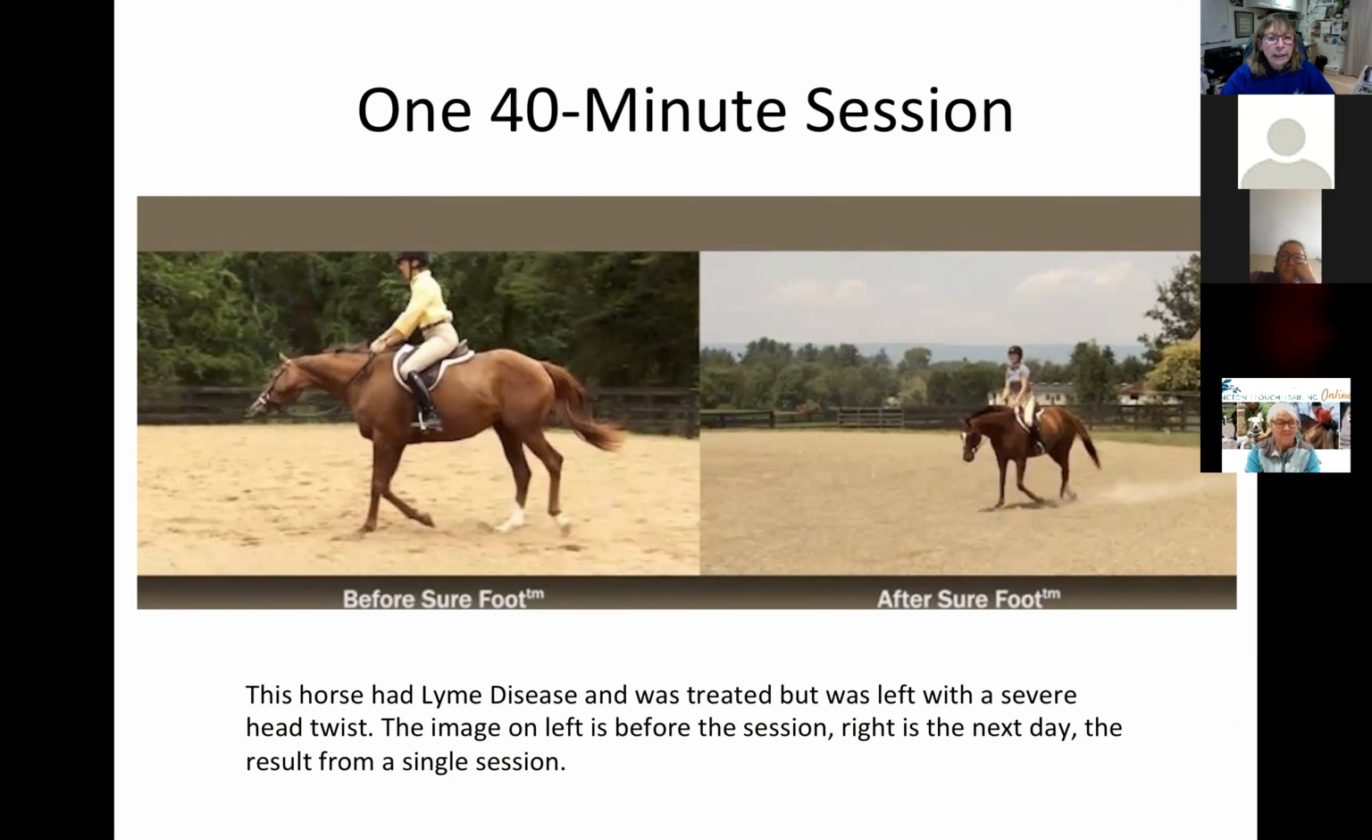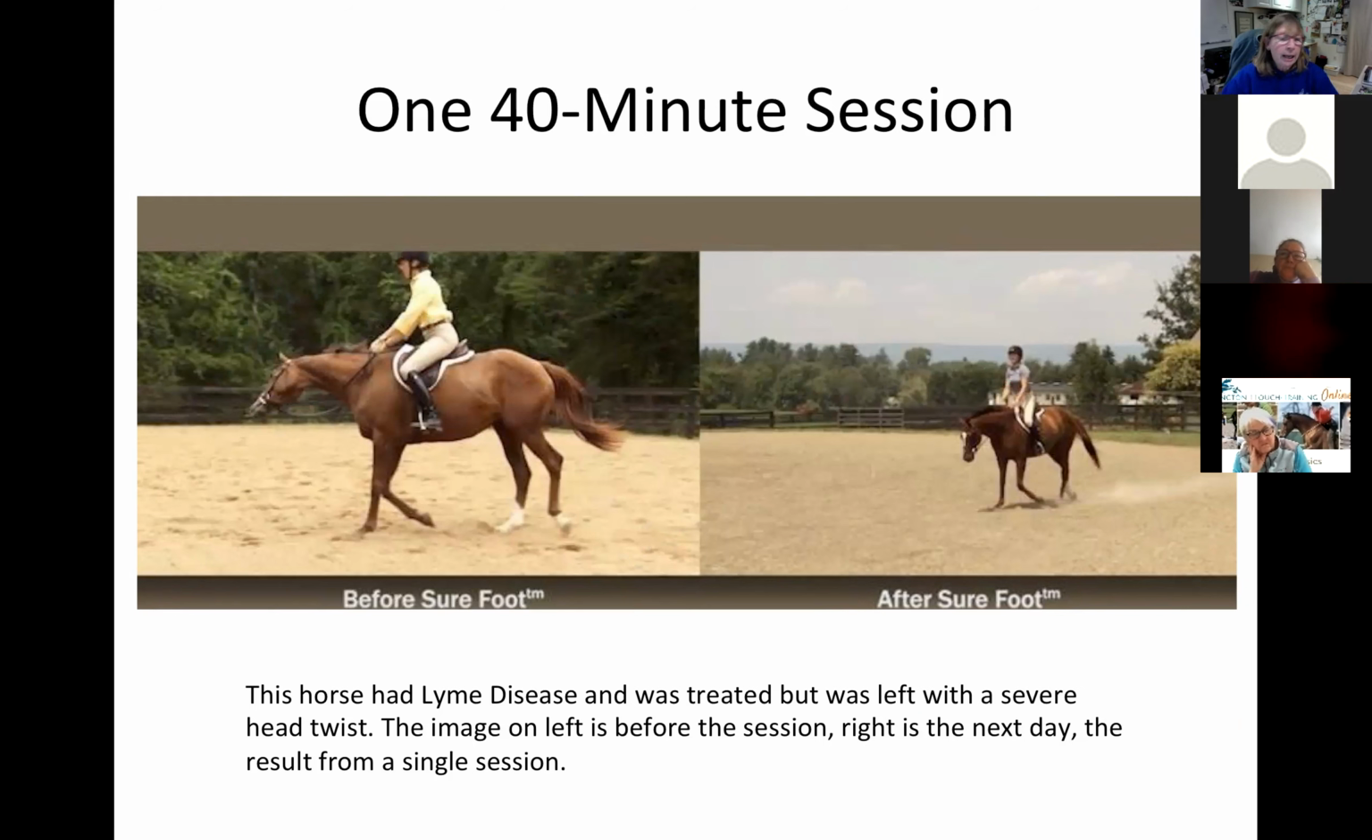At the end of that chapter, they talk about something I think is really important to keep in mind when working with horses: you can see immediate changes, like this horse here. She had had Lyme disease. We did one 40-minute session, and she totally changed the next day. It didn't look like the same horse, and it stuck. And we only ever did one session.